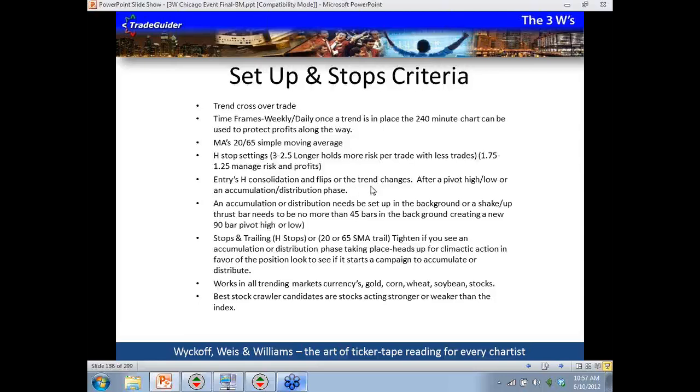They flip, or the trend changes with the diamonds, and specifically you'd like to see either a pivot high or low, or the accumulation phase or distribution phase take place and have it jump the creek or fall through the ice. And then it's almost a no-brainer just to jump in there.